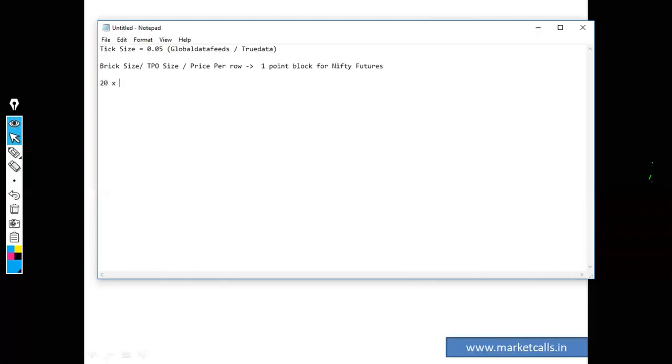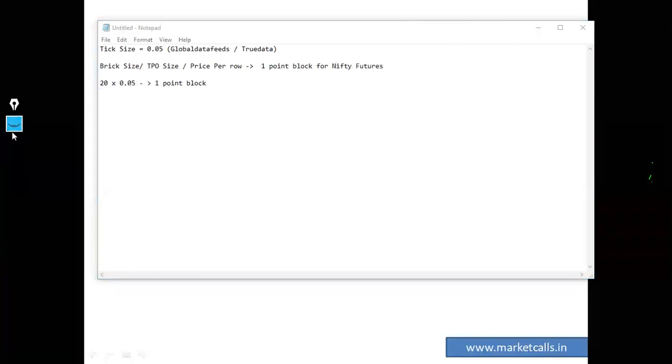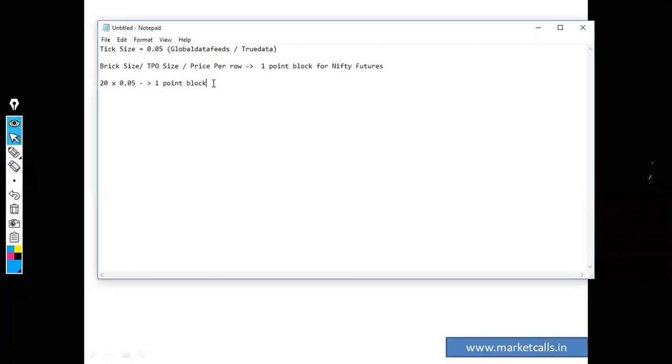That will be multiplied by 0.05, so that you can get a 1 point block, right? So my setting should be 20. 20 is my setting. I have to key it in my trading software. This is for Nifty futures. Whereas, it depends upon your price range.